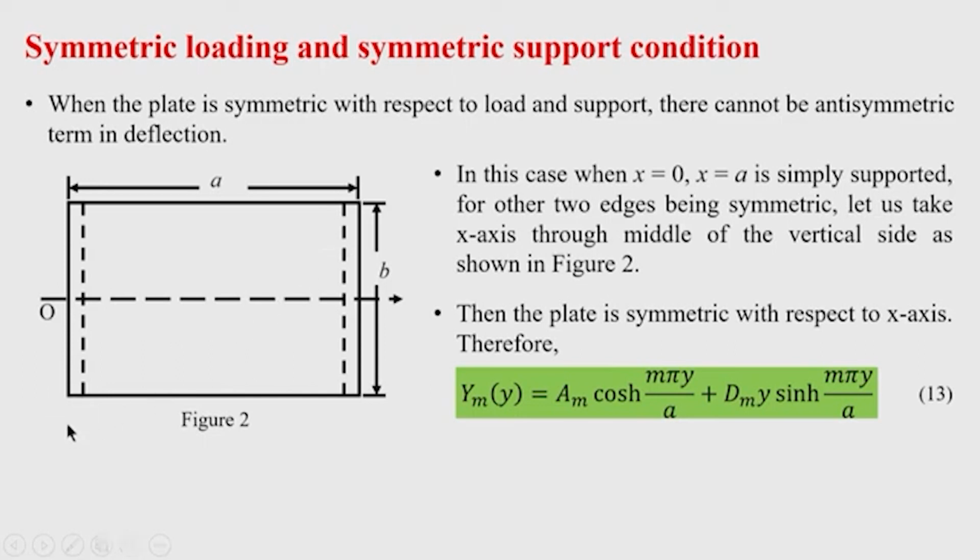So, the plate here is symmetrical if I take the x axis or origin at the center of the left hand edge, and we draw a horizontal line, then we can see that the plate is symmetrical about that line, provided the other two opposite edges have the same boundary conditions. So, for example, the boundary condition may be simply supported on two opposite edges, or it may have a fixed clamped condition on two opposite edges, or it may have a free condition at two opposite edges.